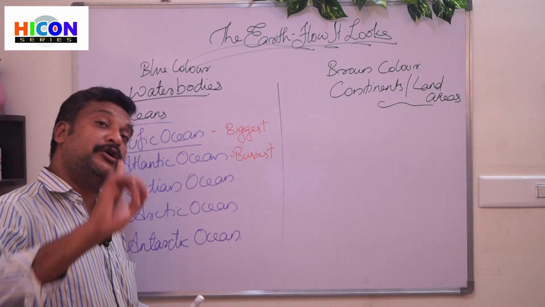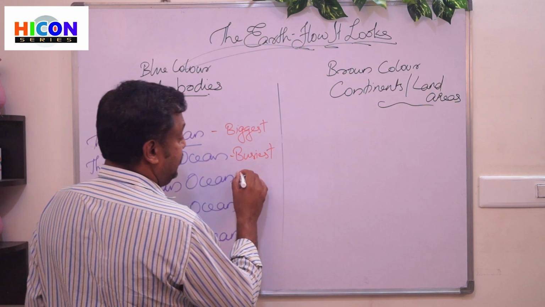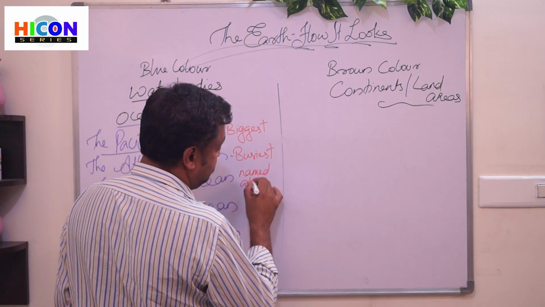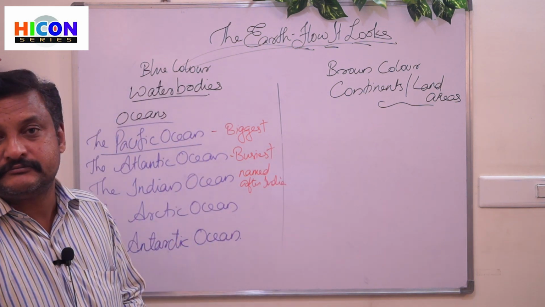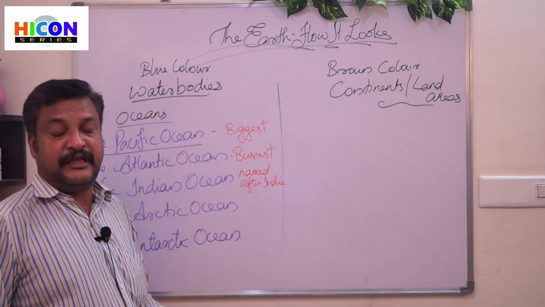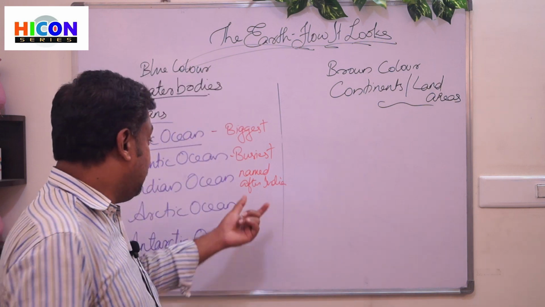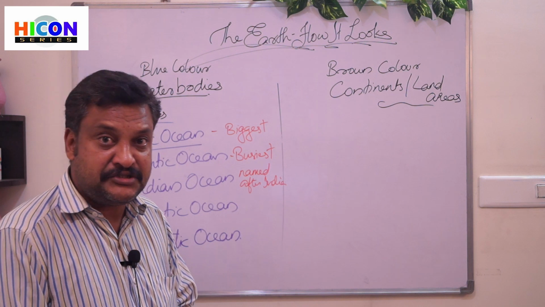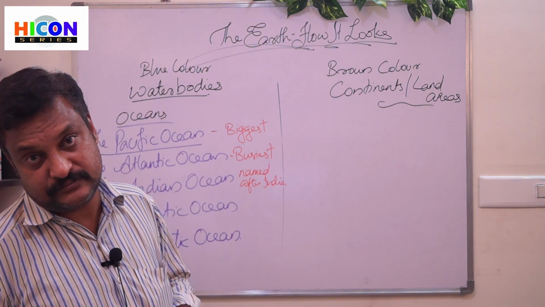Now the Indian Ocean. Indian Ocean is the only ocean named after a country, named after India. Clear? The Indian Ocean is the only ocean which has the name of a country attached to it.